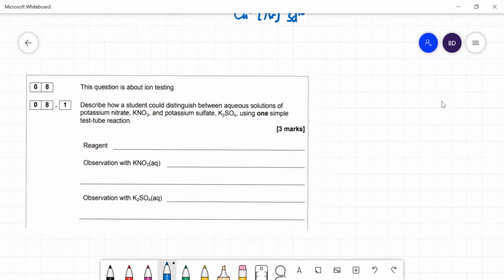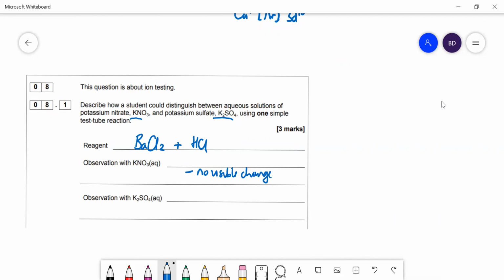Right, this is a question about ion testing. How could you distinguish between solutions of potassium nitrate and potassium sulfate? The easiest way is just to test for the sulfate ions. You test for that by adding barium chloride solution, or you could use barium nitrate, and you should acidify it with hydrochloric acid as well. With potassium nitrate, nothing will happen. No visible change, you're not forming any insoluble precipitates.